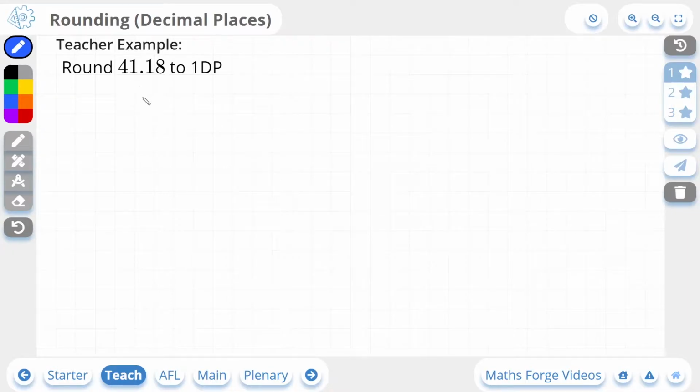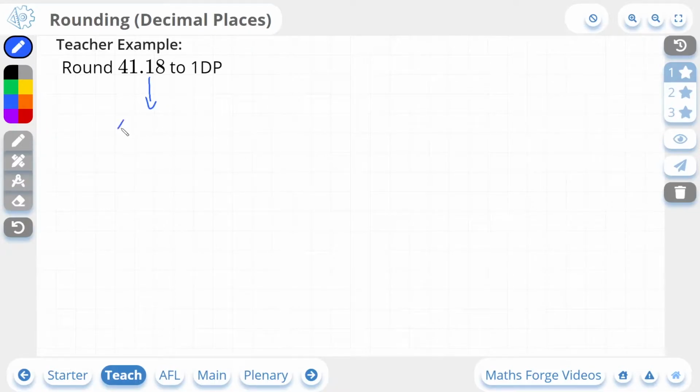Let's take a look at our first example. Here we're being asked to round 41.18 to 1 dp. 1 dp means the first decimal place. So if it's asking you to round to the first decimal place, then you're going to be focused on this 1 here since it's sitting in the first decimal place.